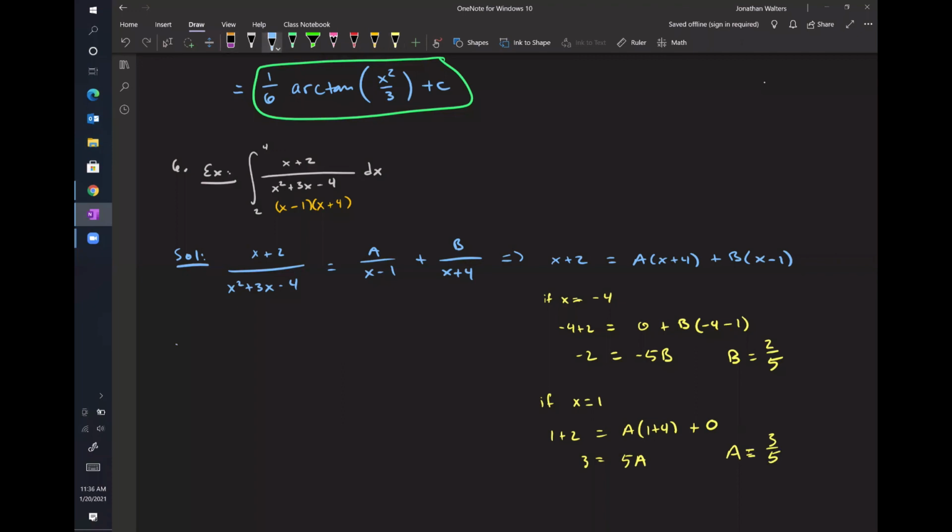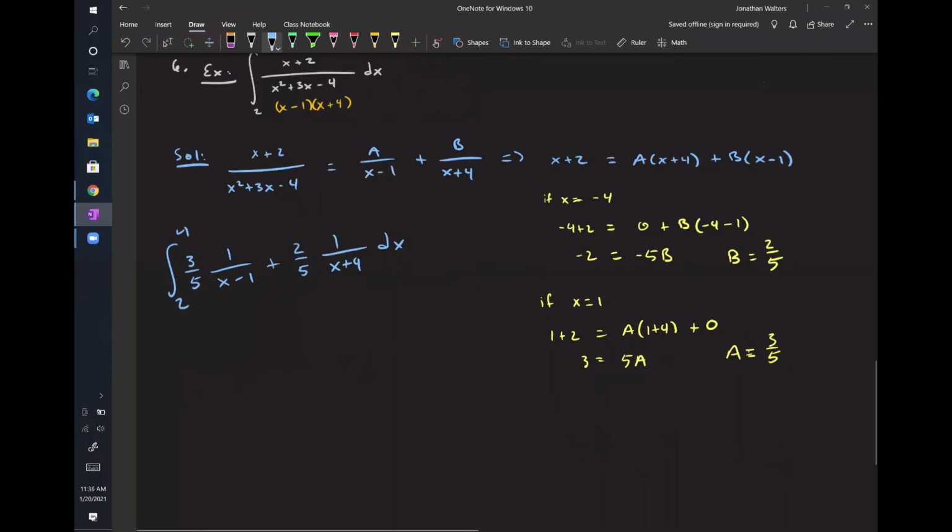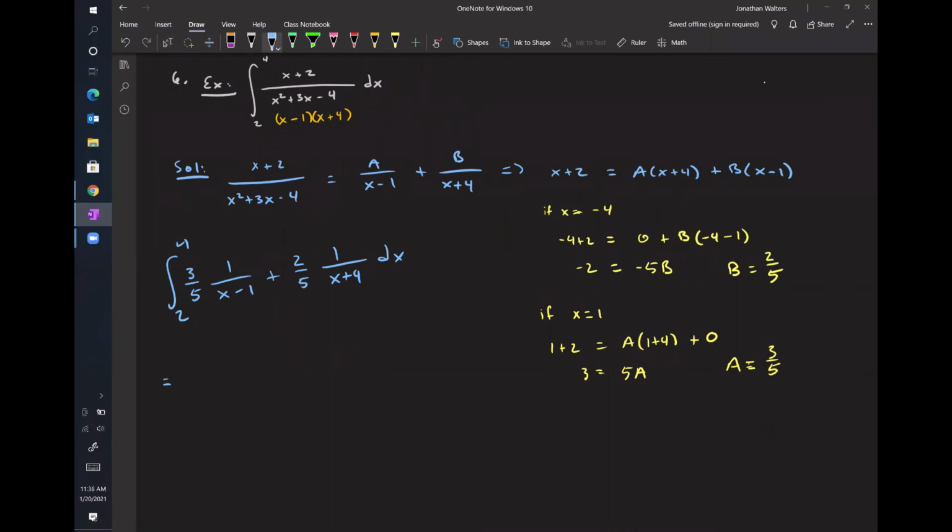So this is going to be the integral of 3 over 5, 1 over x minus 1, plus 2 over 5, 1 over x plus 4, dx from 2 to 4. So this is going to be 3 over 5, natural log absolute value, x minus 1, plus 2 over 5, natural log absolute value, x plus 4, from 2 to 4.